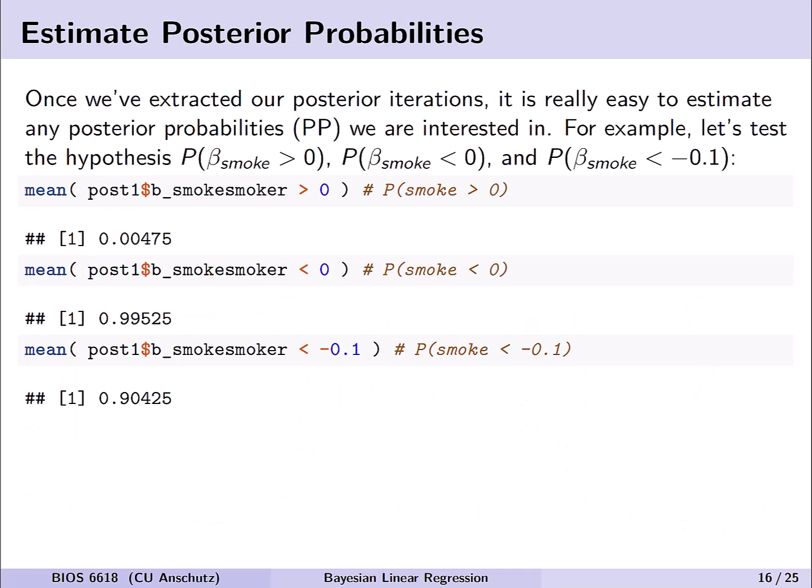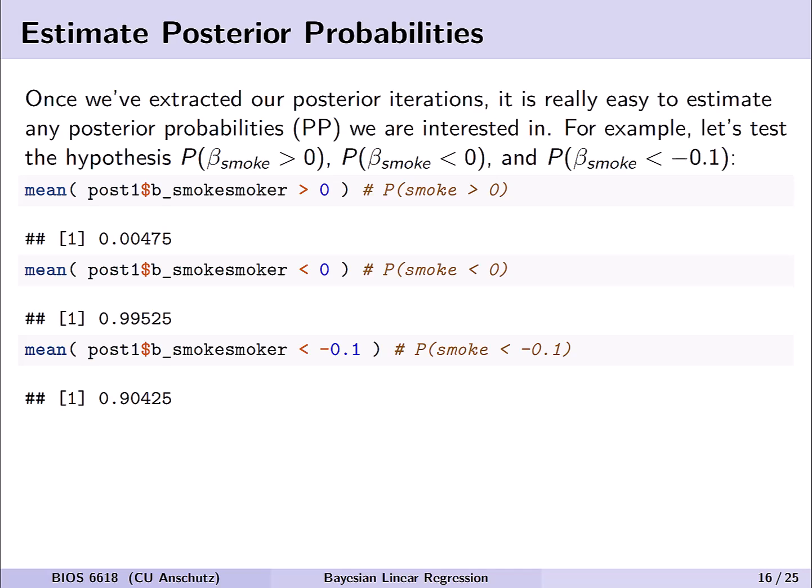Now, the reason we might want to extract our posterior chains is because we might want to do either manipulations or summaries with them for specific posterior probabilities. And this is really easy to do once we've extracted our posterior iterations. For example, if we want to calculate a posterior probability, oftentimes abbreviated PP, we can just take the posterior chains and estimate the proportion of them that meet that criteria.